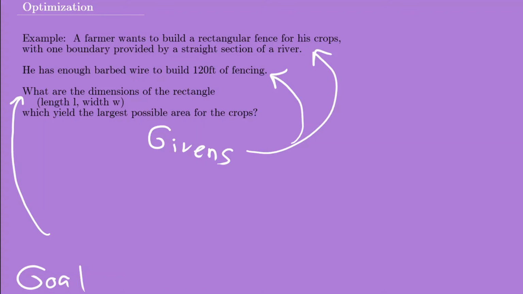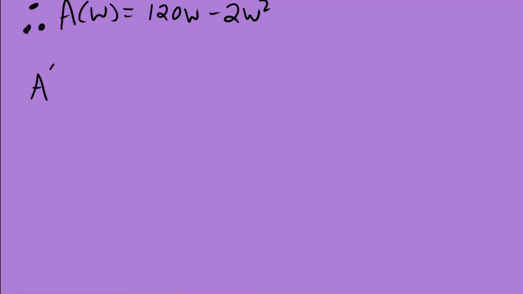Well, the rate of change of the area is given by its first derivative. So we should look for local maximums of A of W. To do this, we compute A prime of W and set it equal to 0, because this will locate our potential local maximums, or minimums. A prime of W is the first derivative of 120W minus 2W squared.